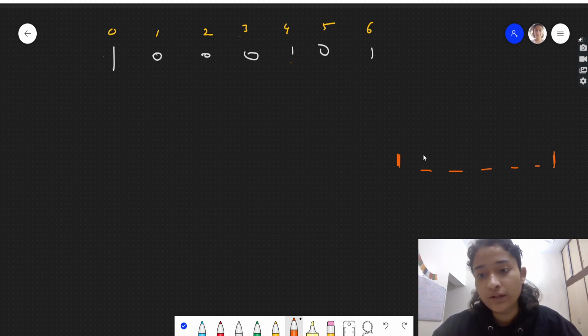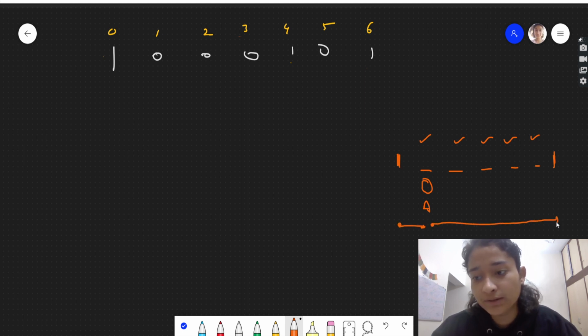So for each of these empty seats, we need to know, if Alex sits here, then what will be the distance of Alex from this person, and what will be the distance of Alex from this person. Let's say this is 1 and this distance is 4. So the distance between Alex and the closest person will be 1. Why 1? Because we will take the minimum of this left distance and right distance.